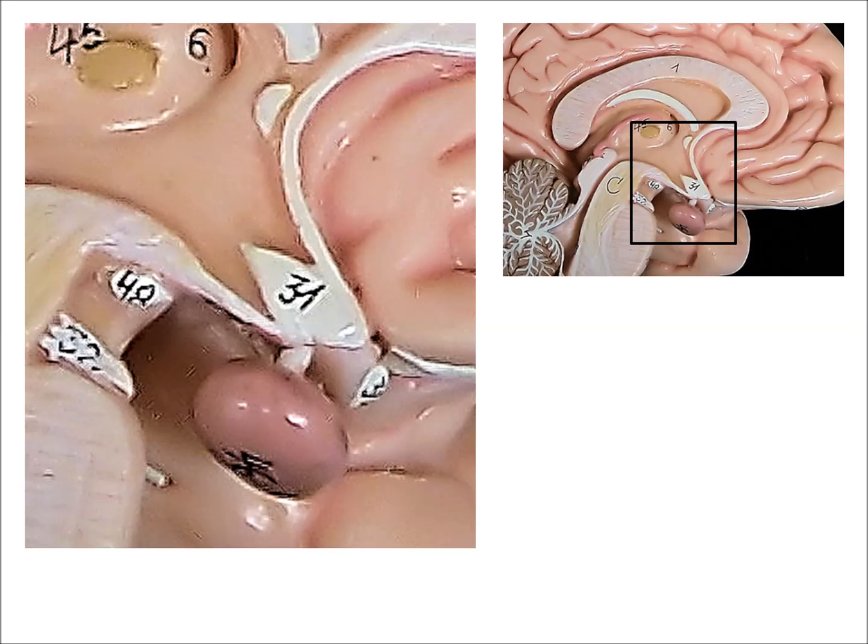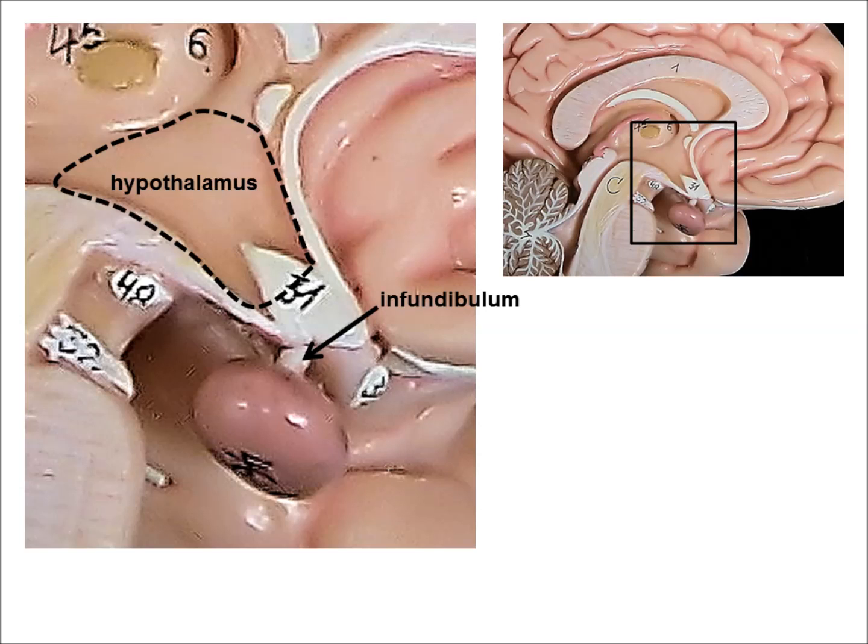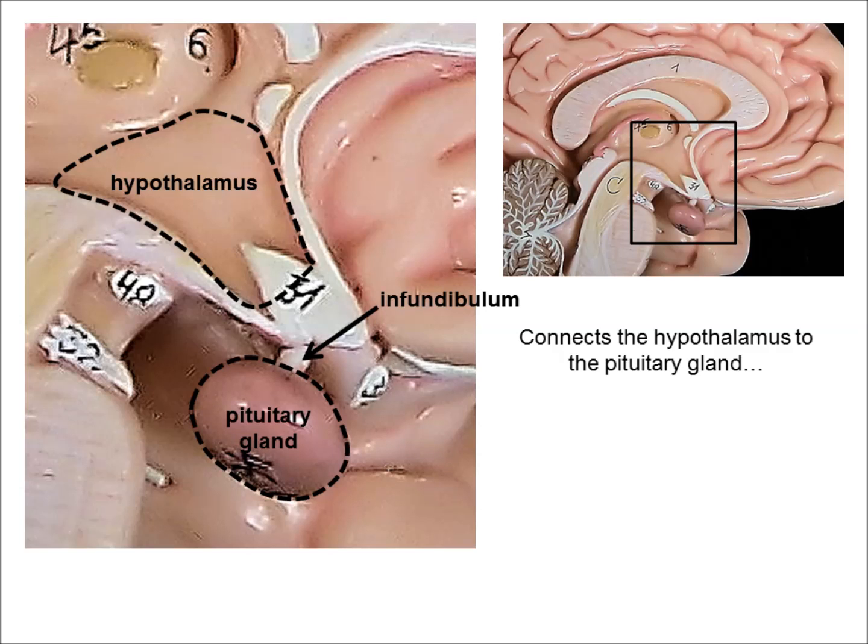So when we zoom in, here is the hypothalamus. Here is the infundibulum, which is the stalk-like connection between the hypothalamus and the pituitary gland shown there now. And it's worth noting the infundibulum contains two types of connections. It contains neural pathways, and it also contains the vascular hypophyseal portal system.